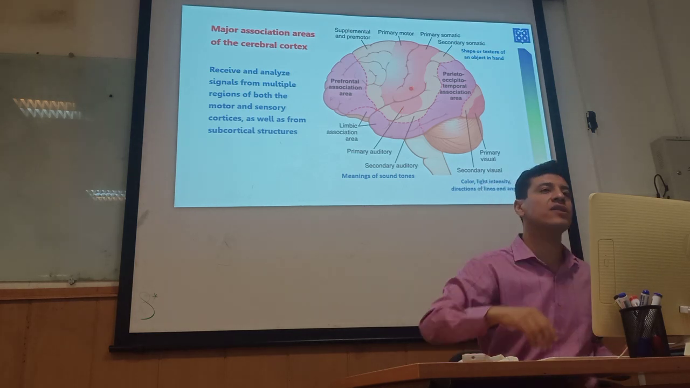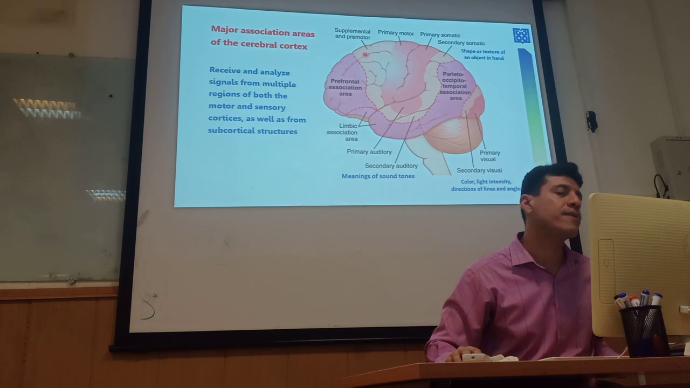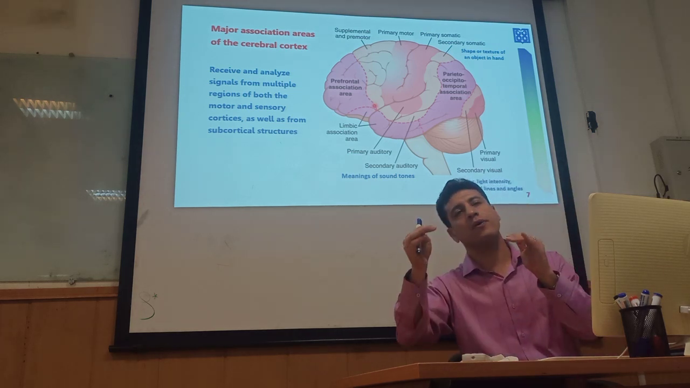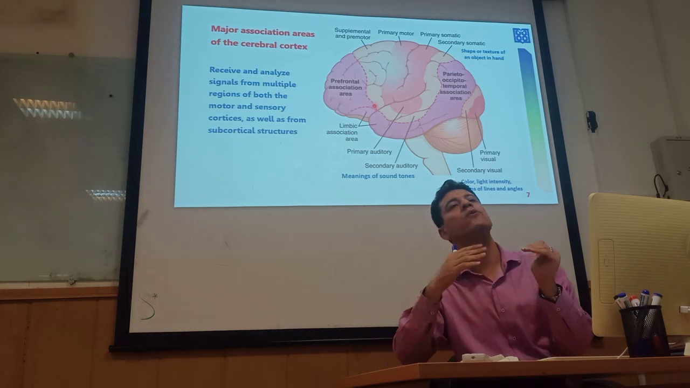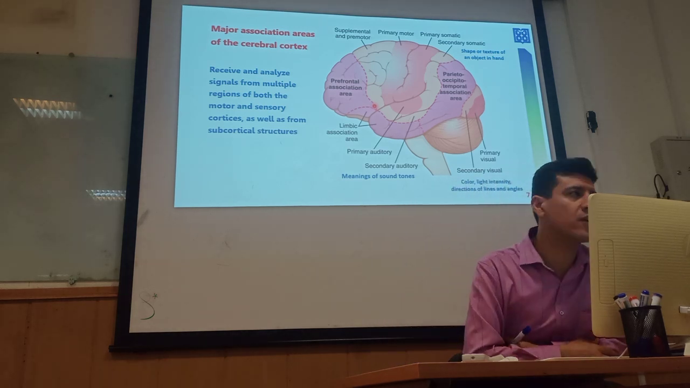And we also have secondary areas. Secondary areas are, for example, here, secondary visual, secondary somatic. Supplementary motor areas are also secondary areas. So we have higher order processing in the secondary areas, where more complex features are analyzed. But what about the rest of the cortex?